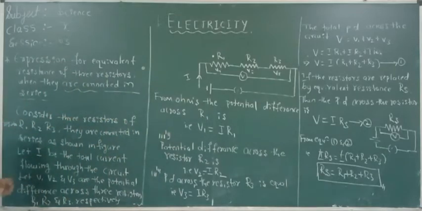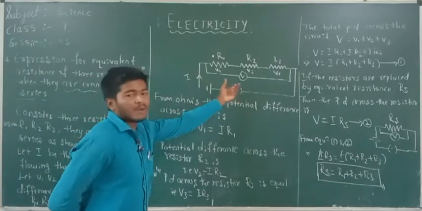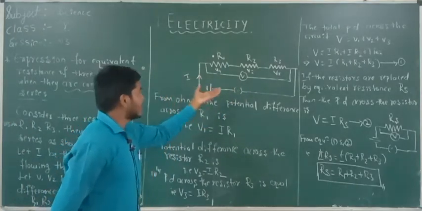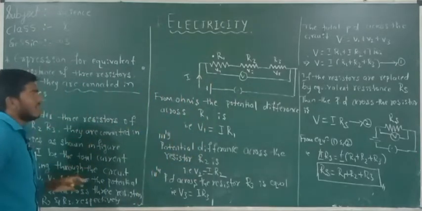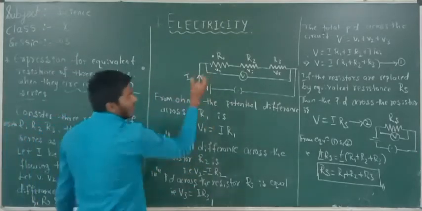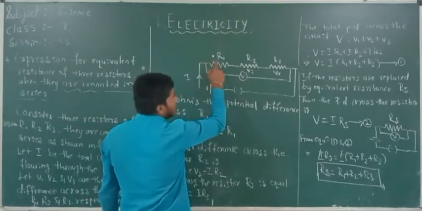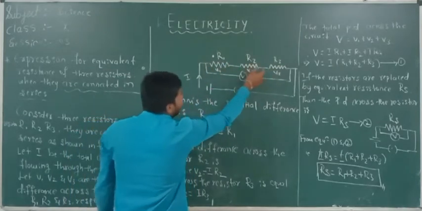Once again I am expressing here. First you should try to draw the diagram, try to remember the diagram. Once you draw the circuit diagram perfectly, you can derive the expression very easily. See, listen here. What is the first step? Consider three resistors of resistance R1, R2, R3. They are connected in series.